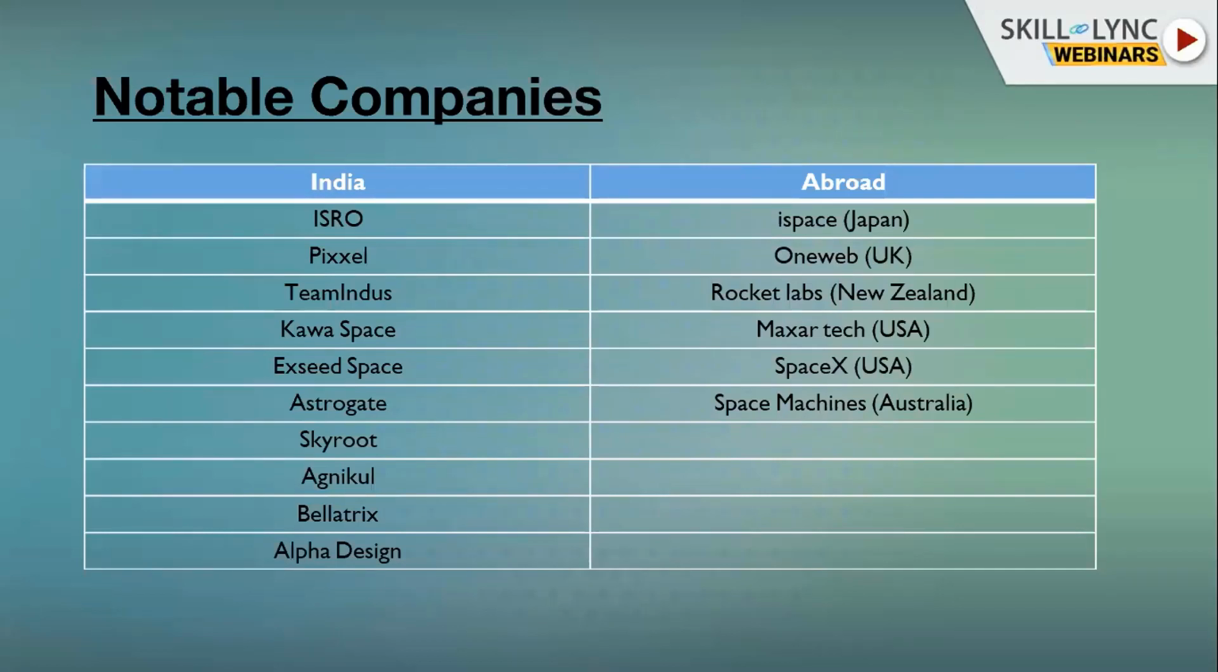Then everyone has heard about SpaceX, which is now a very huge company. Of course, it is difficult to get into companies like SpaceX because they are restricted through ITAR restrictions for Indians. But the other companies like iSpace, OneWeb, and Rocket Lab don't have any kind of ITAR restrictions. You can apply and you may get lucky.